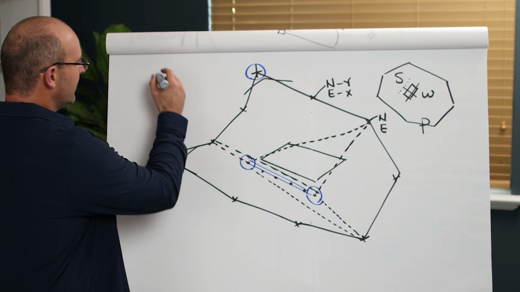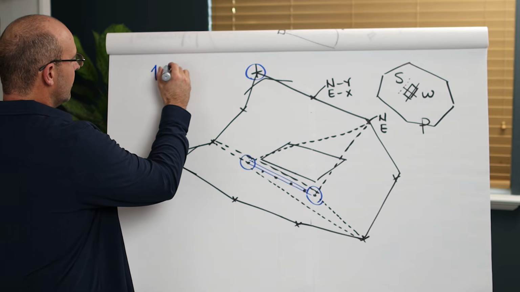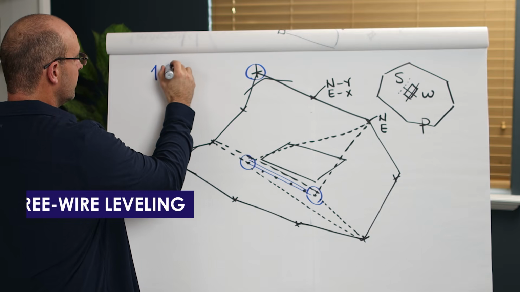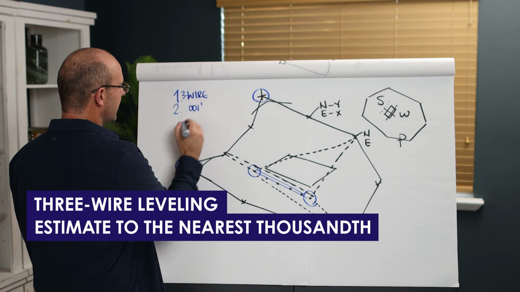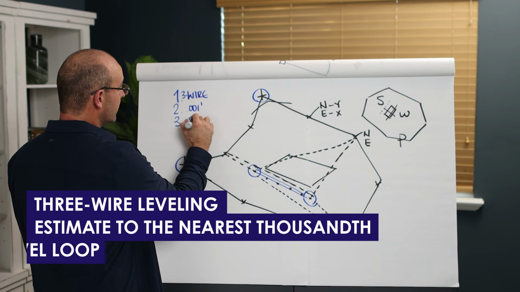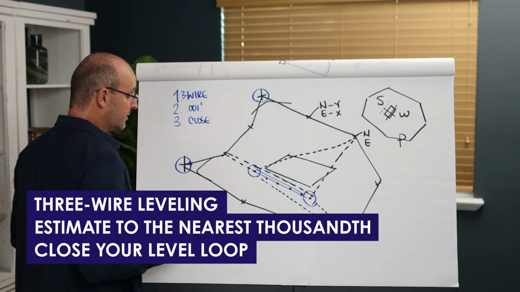What you want to do is level loop. And a level loop has a couple of key things. Number one is you are going to do what's called 3-wire leveling. Number 2, you're going to estimate to the nearest thousandth. Number 3, you are going to close your level loop. And here's how you do it.